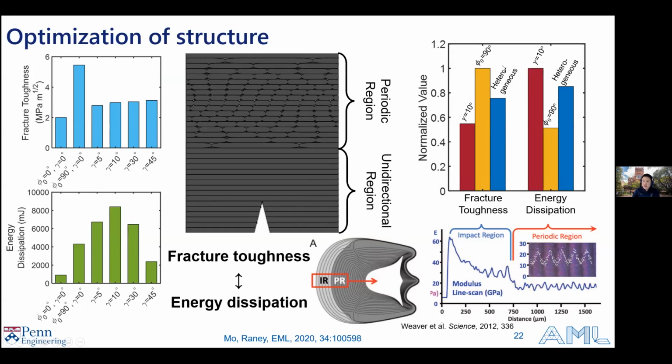So in return, we can have the structure within this heterogeneous arrangement of these defects. We can obtain fracture toughness in between of the control samples, as well as energy dissipation in between of these control samples. So there is some tunability that we can also look at to obtain fracture toughness and energy dissipation simultaneously.